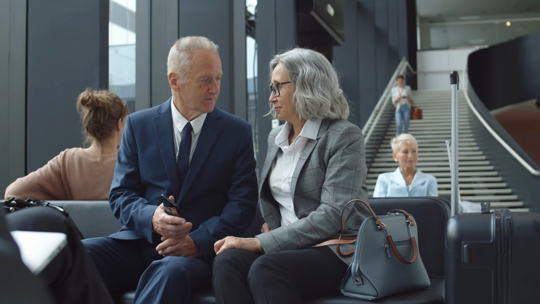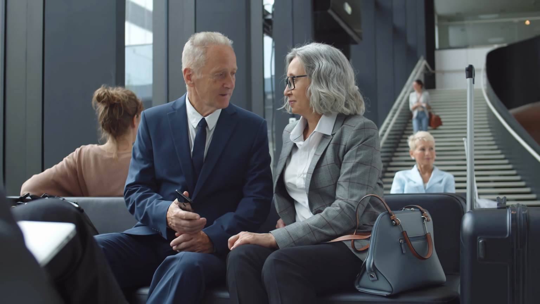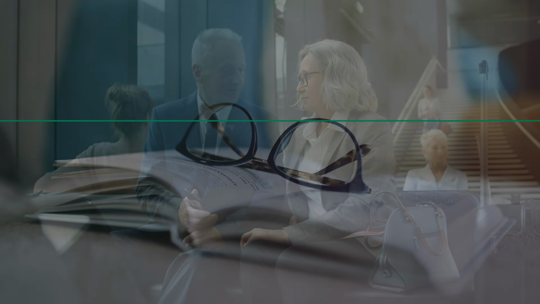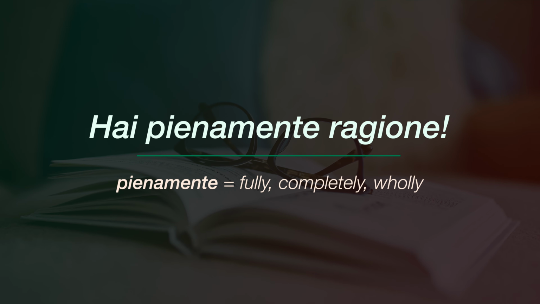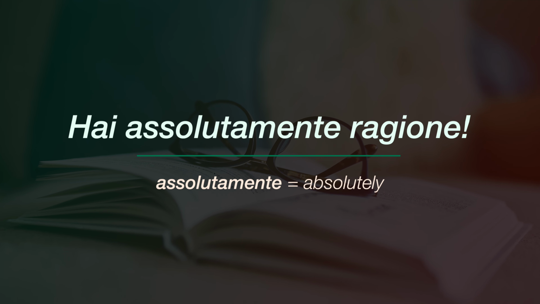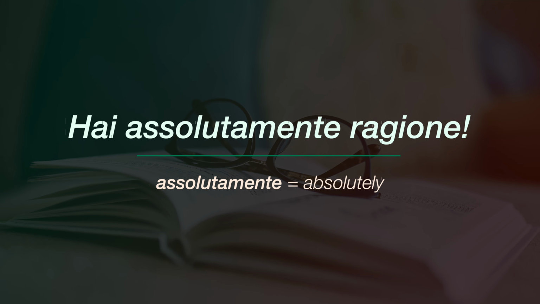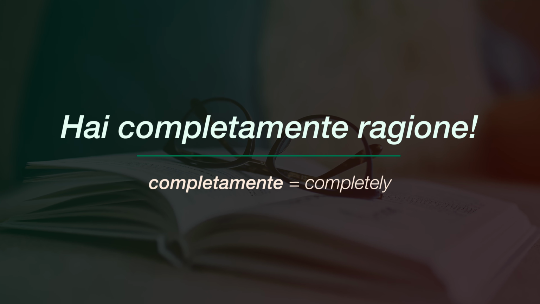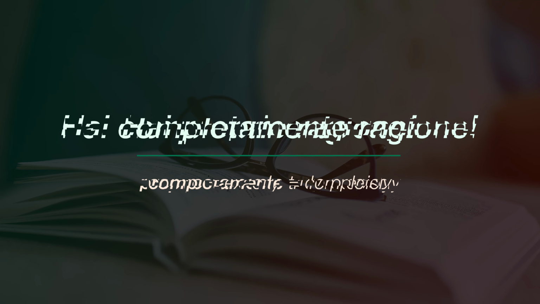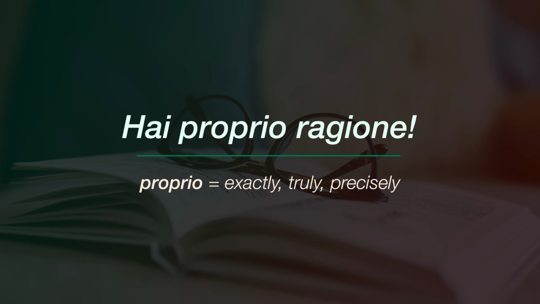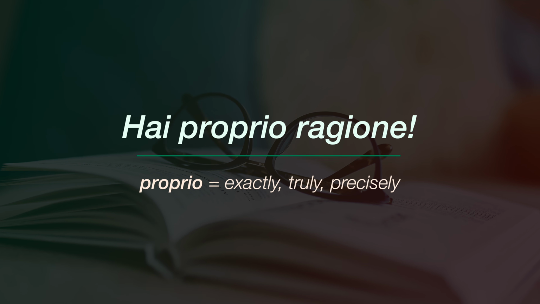Adding extra emphasis to this phrase is easy. All you have to do is insert any one of the following adverbs. "Hai pienamente ragione." Pienamente means fully, completely, or wholly. "Hai assolutamente ragione." Assolutamente means absolutely. "Hai completamente ragione." Completamente means completely. "Hai proprio ragione." Proprio means exactly, truly, precisely.